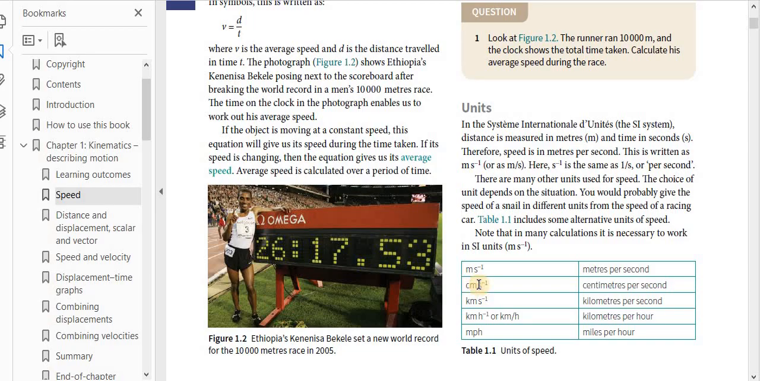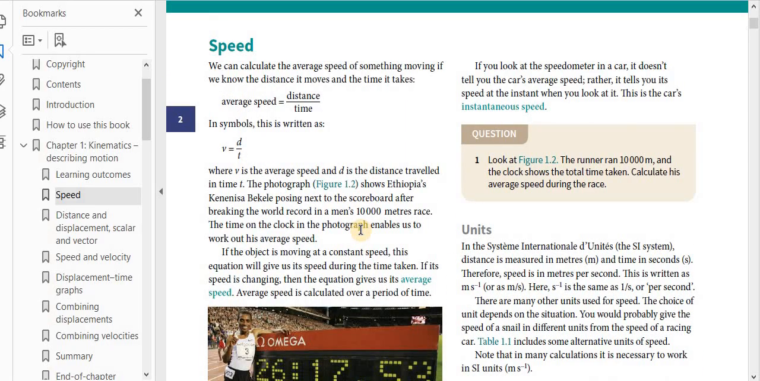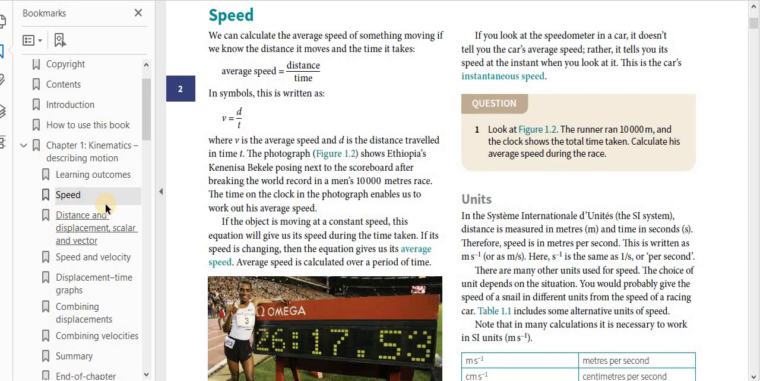Over here this is not in SI units, because centimeter is not an SI unit, meter is an SI unit. So this is in SI units. Here it is no, so these are not in SI units. The first one is in SI units. So in physics we will be working with the SI units.